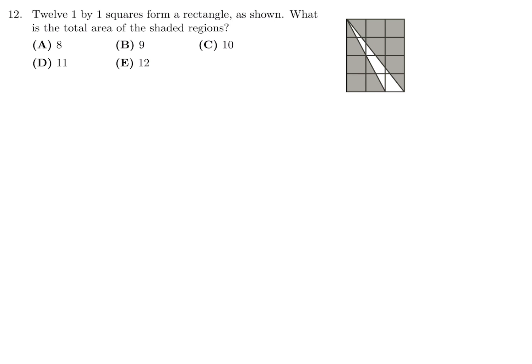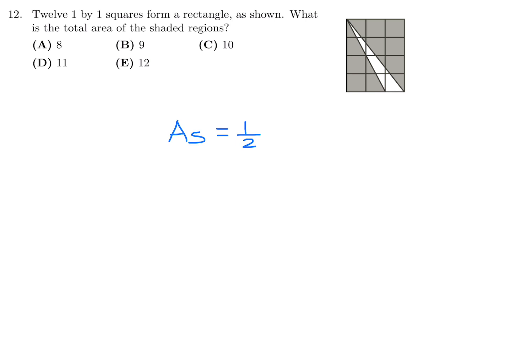12 1x1 squares form a rectangle as shown. What is the total area of the shaded regions? Area of the shaded regions, essentially it's two triangles, right? It's this triangle right here, and it's this triangle right here. So we can just do 1/2 base times height for each of those.